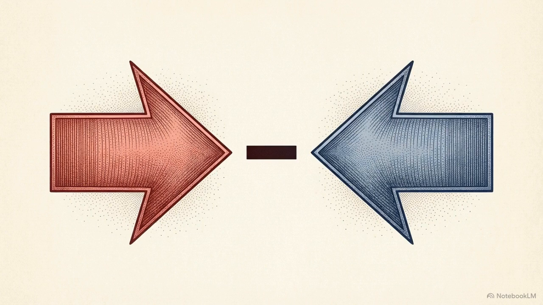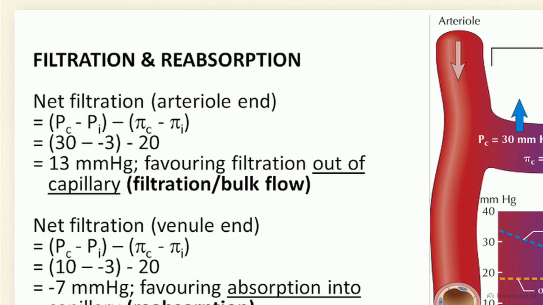To determine whether fluid actually leaves or enters the blood, we calculate net filtration. This equals the total outward push minus the total inward pull. Starting on the high-pressure arterial end, the outward forces are 30 minus -3. Inward forces are 28 minus 8. The hydrostatic push easily overpowers the oncotic pull. The math yields a net filtration of positive 13 millimeters of mercury, driving bulk flow out of the capillary.